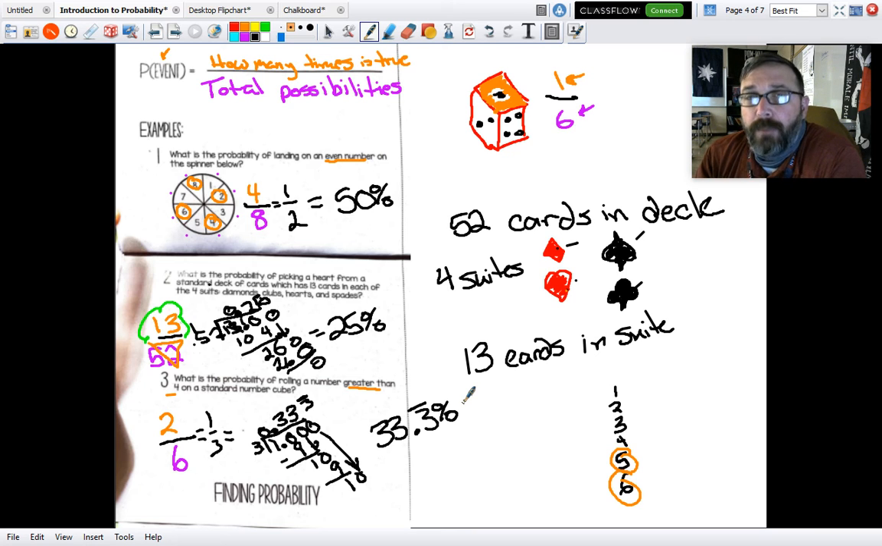So when you're finding probability, remember to go back and count up the total possible ways something could happen, and then how many times it's true on top of it.